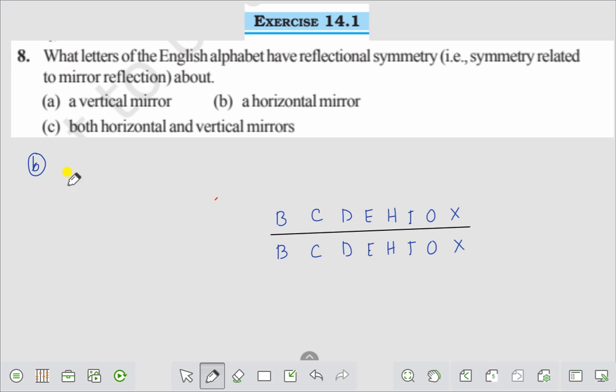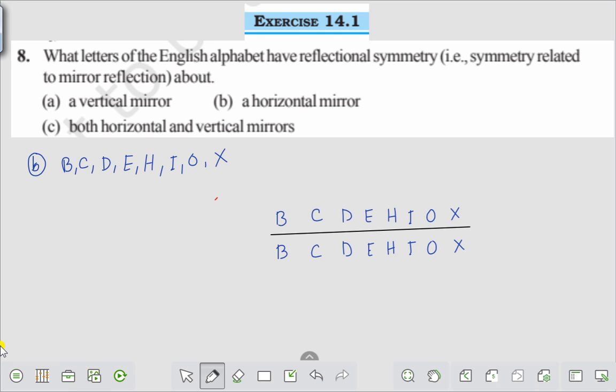Therefore, for horizontal mirrors, the letters are B, C, D, E, H, I, O, and X.